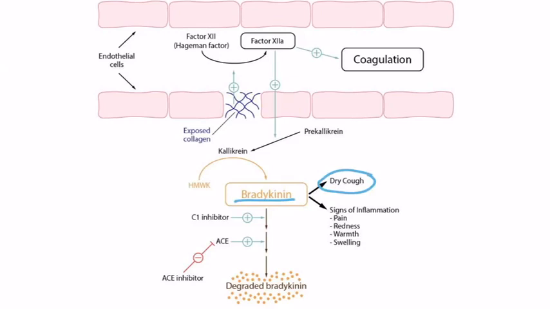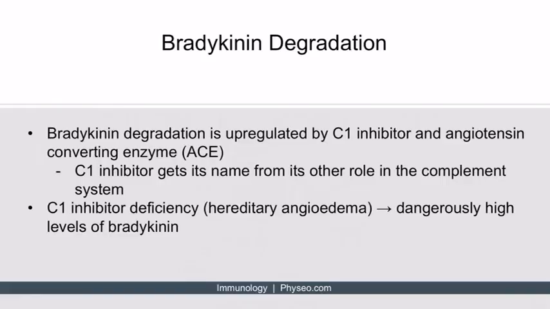The next thing to discuss is how we get to degraded bradykinin. Bradykinin degradation is upregulated by something called C1 inhibitor, as well as angiotensin converting enzyme, abbreviated ACE. The name C1 inhibitor may be confusing.